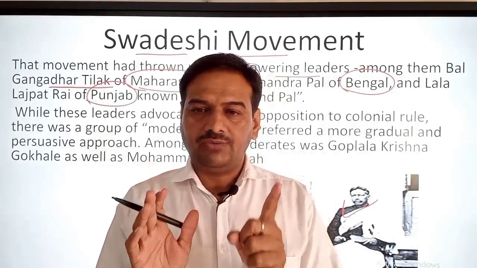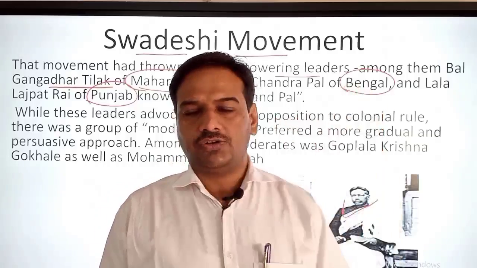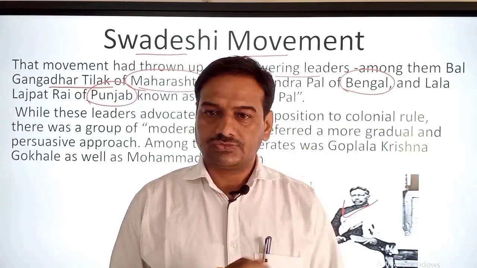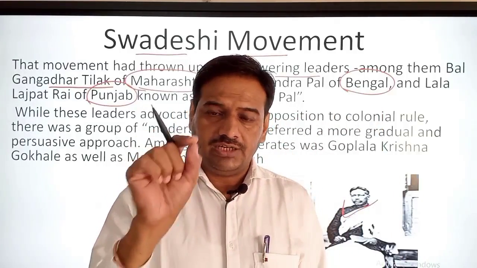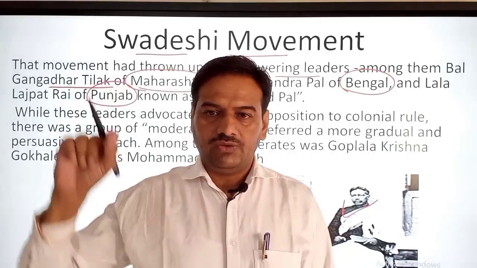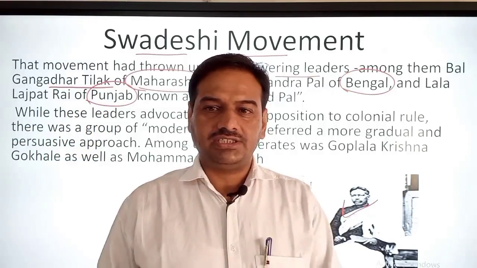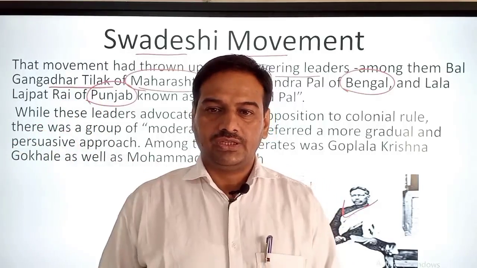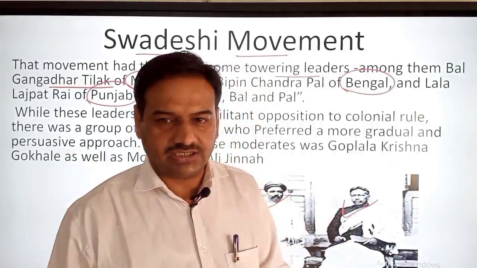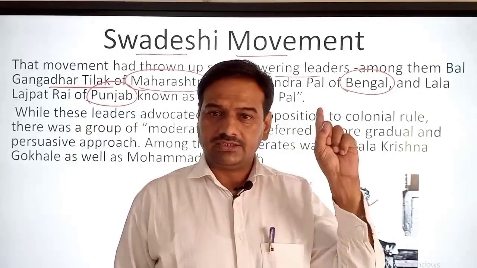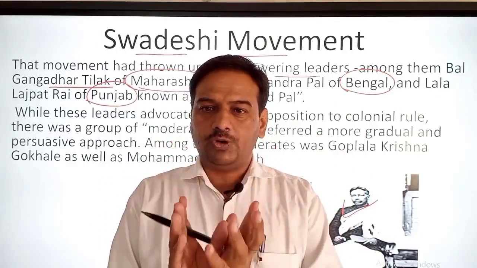Lala Lajpat Rai was from the northwestern part of India, that is Punjab. Second was Bipin Chandra Pal. He was from West Bengal, in the eastern part of India. And from western India, that is Maharashtra, it was Bal Gangadhar Tilak. So these were the three prominent leaders.